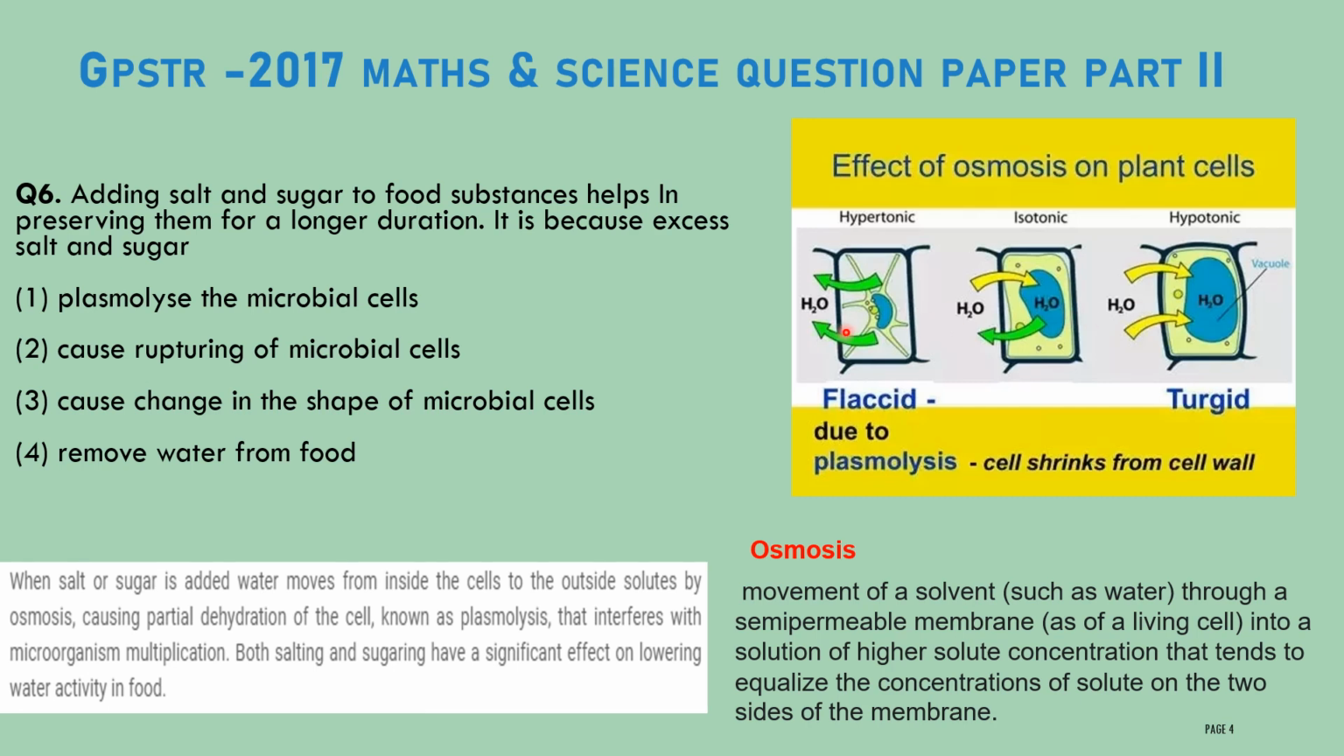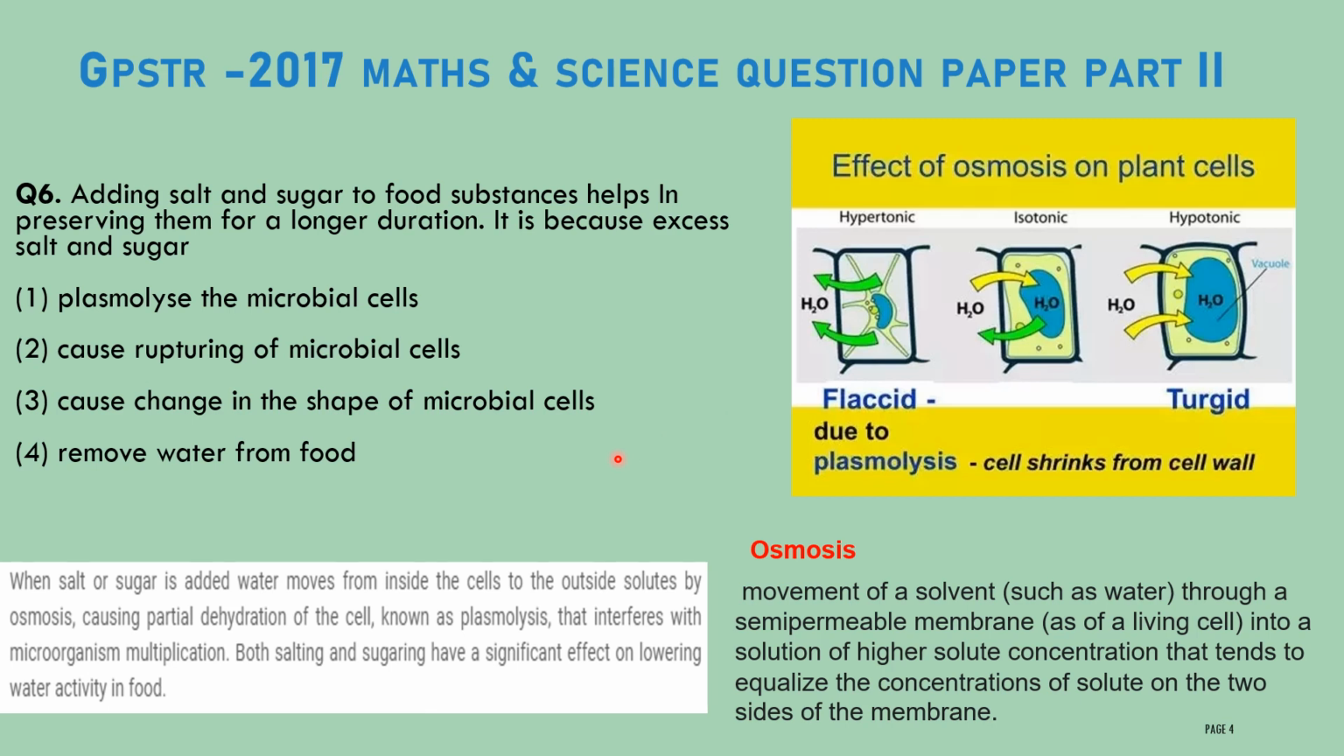In a hypertonic solution you can observe the water from the cell coming out. In this condition the cell will shrink because the water from the cell comes out. In the case of hypotonic solution, the water goes inside the cell, therefore the cell walls swell. You can see the swelling of the cell wall.